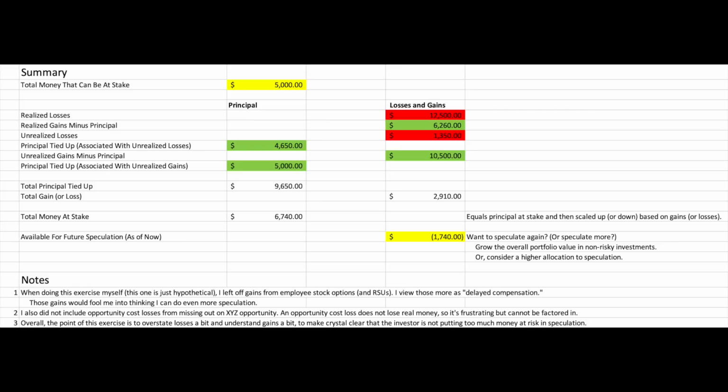And so the point of this exercise, and I cannot underscore this enough, is to overstate the losses a bit, understate the gains, make it really, really crystal clear for this dividend investor how much money I can afford to speculate with. Because at the end of the day, for me, the purpose of my portfolio, the purpose of my financial strategy is dividends. And I've shared this on my YouTube channel before, that I literally think my divine purpose, the reason I'm here on this planet, is to invest for cash flow, for dividends. And so that's what I'm all about.